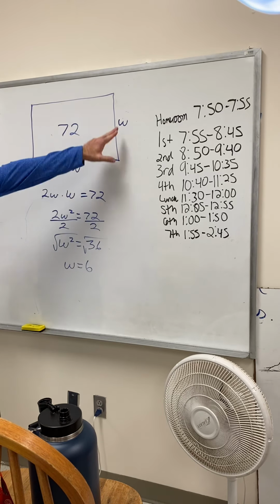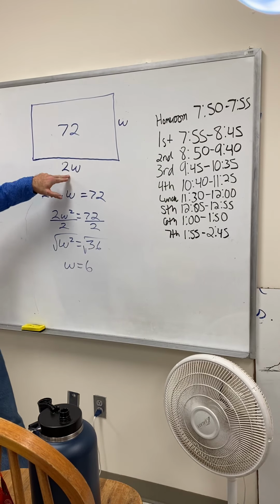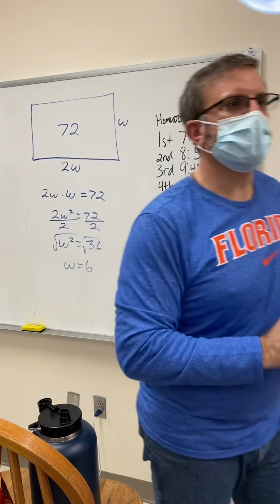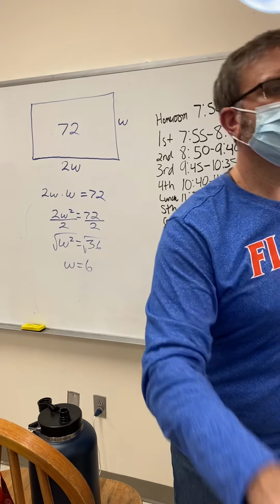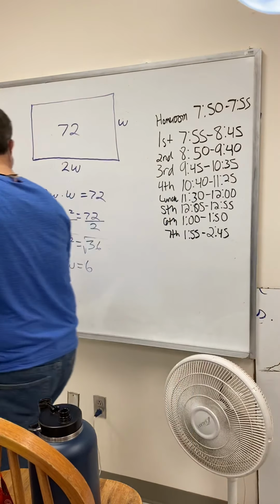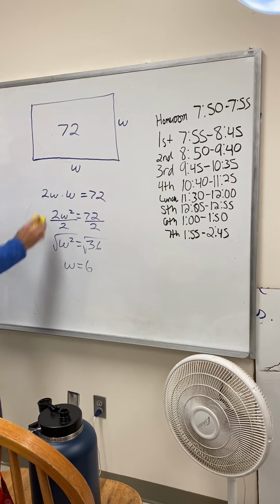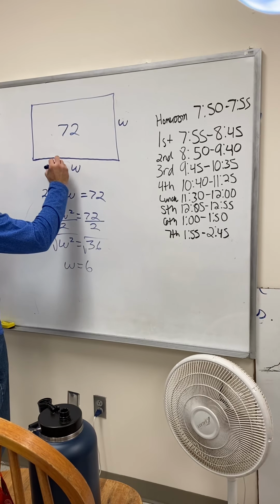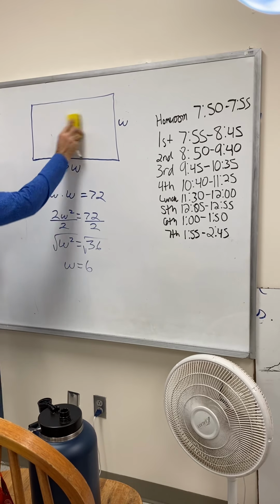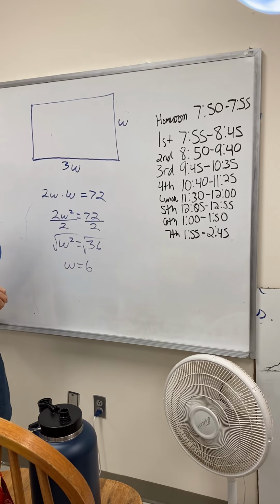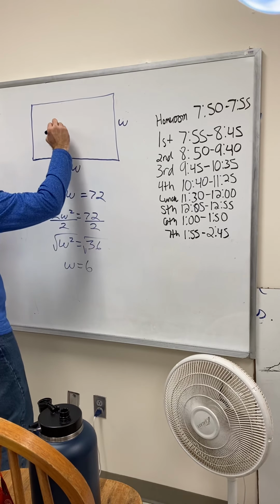Okay, so I know my width is 6, my length is 12, and they're asking how many feet long it is, and it's 12. Okay, now we have one that is 3 times longer than it is wide. It has an area of 243.